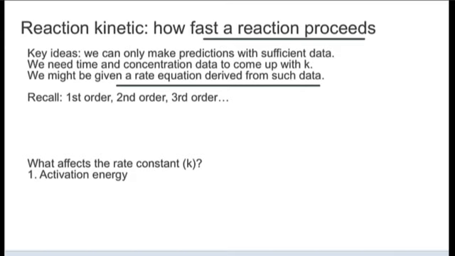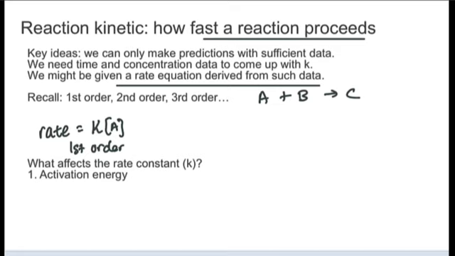Recall that you guys know what first order, second order, and third order reactions look like in terms of their rate equations. So I could say the rate of a reaction equals the rate constant K times the concentration of A. If you recall, that means the reaction is first order. So this would be, for example, a reaction of A plus B goes to C. The reaction is first order with respect to A if this is its rate equation.